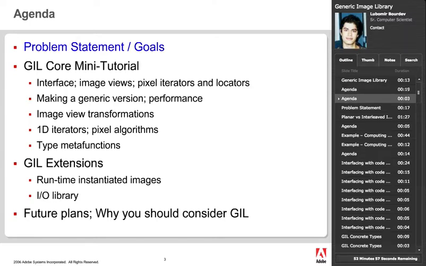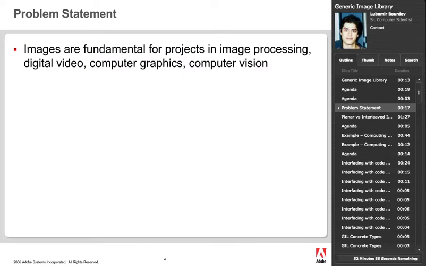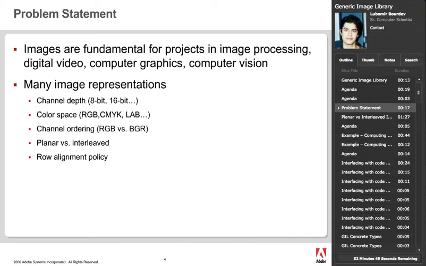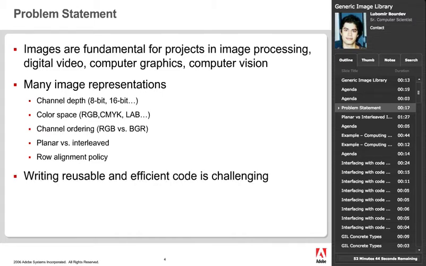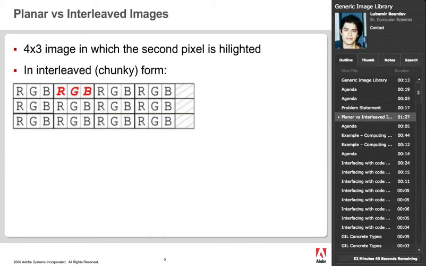The problem statement is that images are fundamental for any image processing, graphics or video project, and yet they can be represented in so many different ways that it's really challenging to write imaging code that is both generic and efficient. Let me show you what I mean.